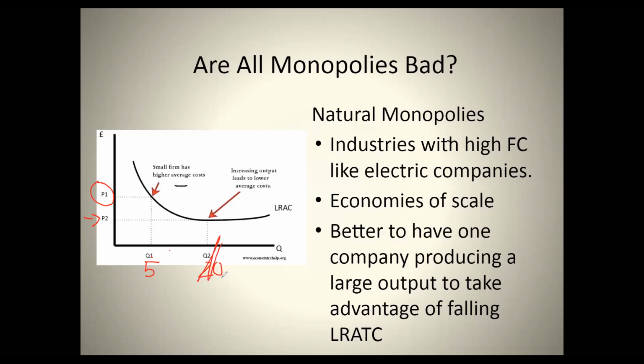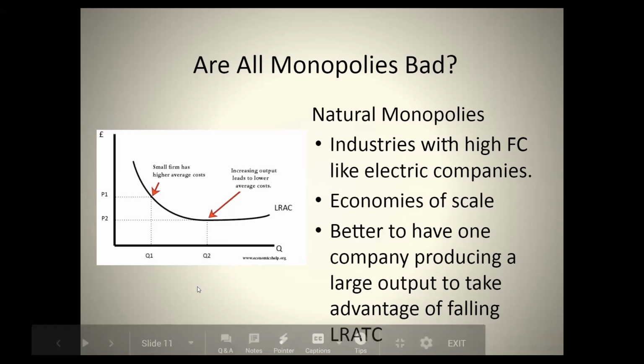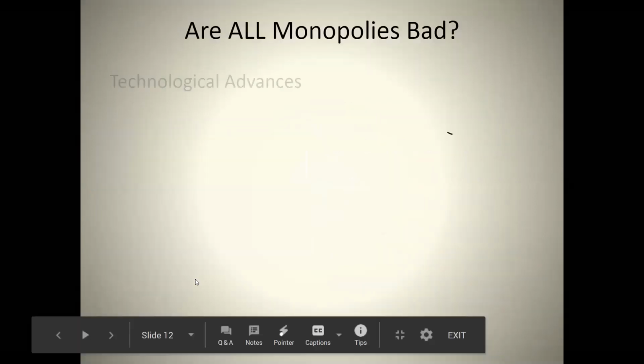So if you see that the long run average total cost curve is still long and falling, then that is an indication that this is an industry that has economies of scale and is what we call a natural monopoly. So are all monopolies bad?